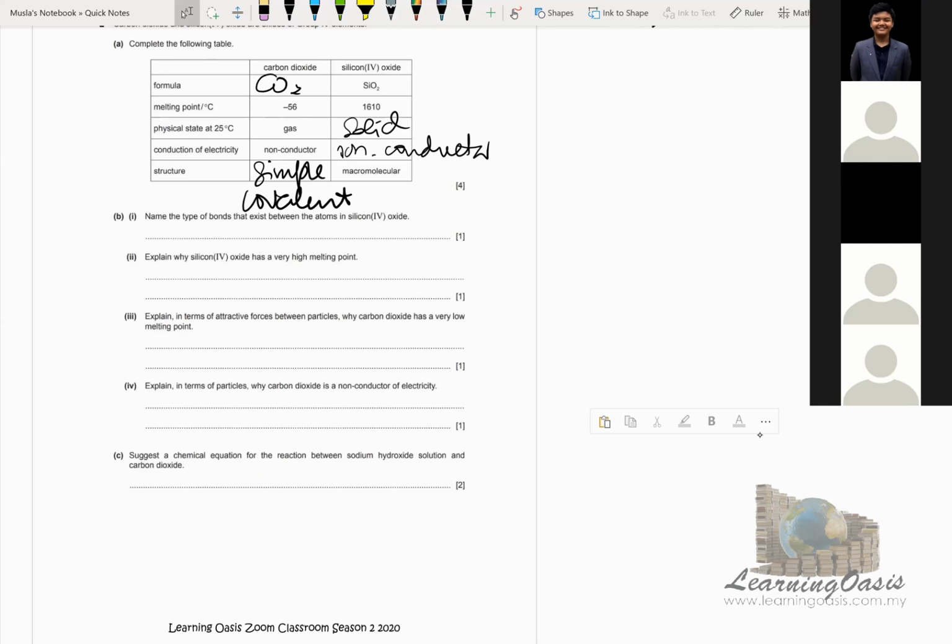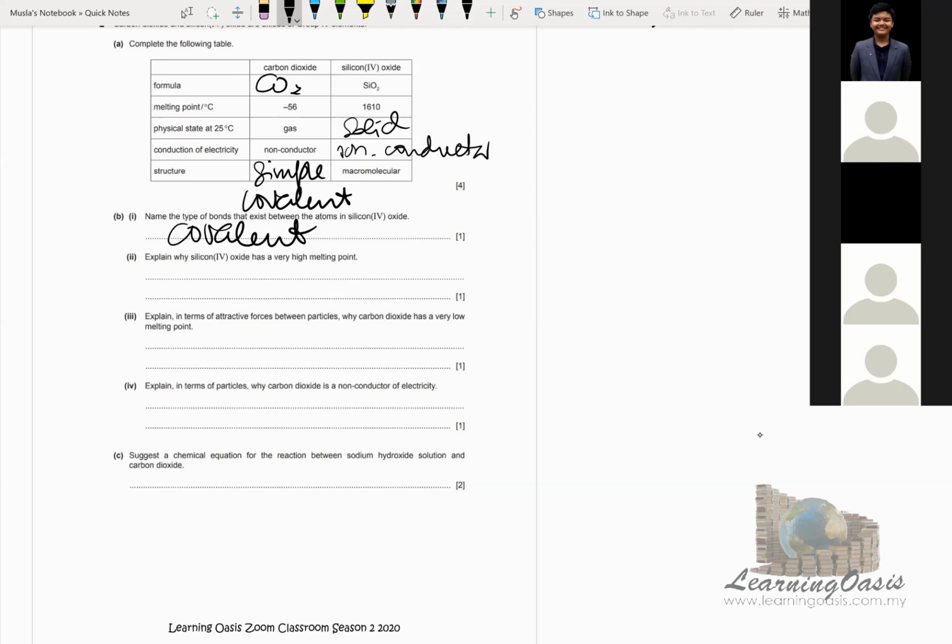Name the type of bond that exists between the atoms in silicon dioxide. Giant covalent lattice. Again? I think this is the fourth time I'm saying it: is there any such thing as a giant covalent bond? No. Just covalent bond. Where do you find this covalent bond? It so happens that silicon dioxide is in a giant covalent lattice structure, but the bond in a giant covalent lattice structure is a covalent bond. It's not giant covalent.